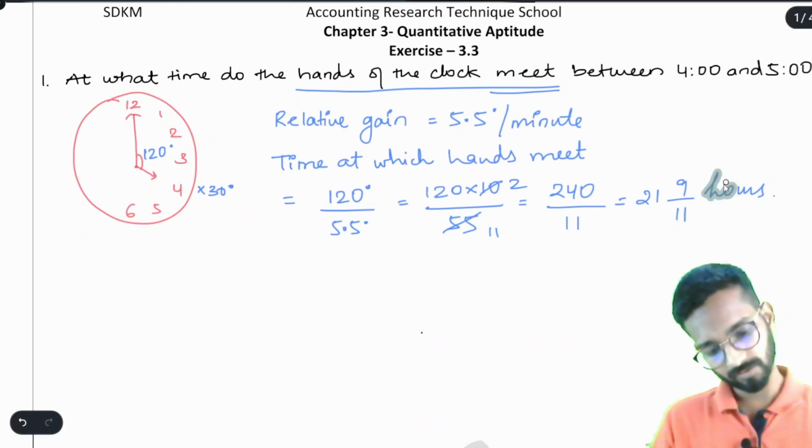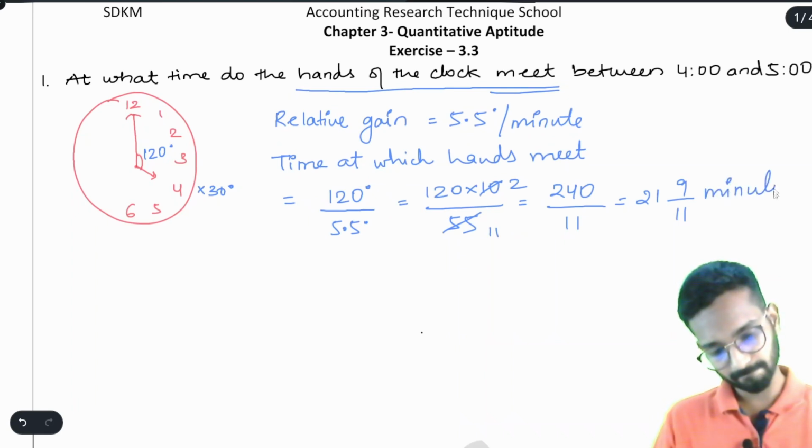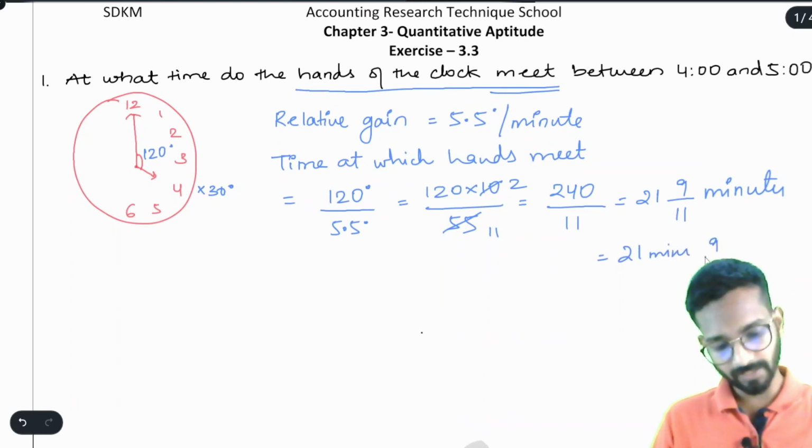Sorry, 21 by 9 by 11 minutes, or you can also say 21 minutes and 9 by 11 into 60 seconds, because I have to convert that into seconds. So you can write it as 21 minutes and around 48 or 49 seconds.